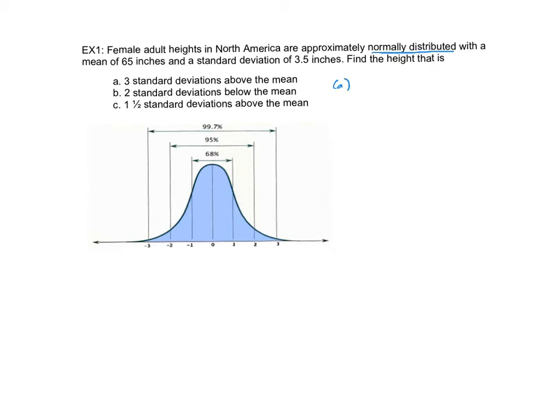We'll do this algebraically, so we'll write out an expression, and then we'll do it by using the graph. So 3 standard deviations above the mean says we're going to start with the mean of 65 and we're going to add to the mean because we're going above the mean. And in fact, we're going 3 standard deviations above the mean. So that's the mean plus 3 times the standard deviation of 3.5. That's 65 plus 10.5.